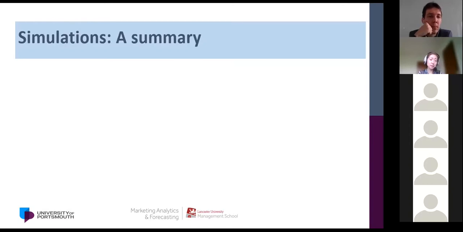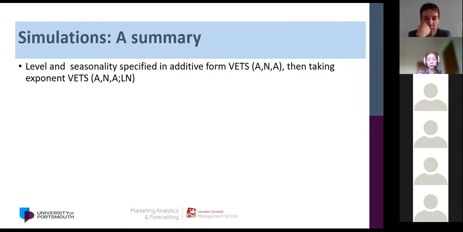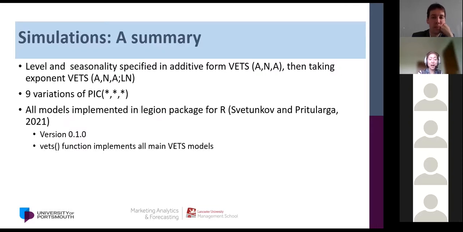So simulations, as I said, we apply this one single model. We generate it in the additive form and then take the exp function to make it multiplicative. And by removing the variations that are either not feasible or not reasonable, we were left with 9 variations of the various PIC constructions. It's still a lot to look at. And in fact, we did a lot of analyses in the simulations. But that's significantly reduced from the original 64. The simulation scripts were written and run from the Legion package for R, which Ivan developed last year.